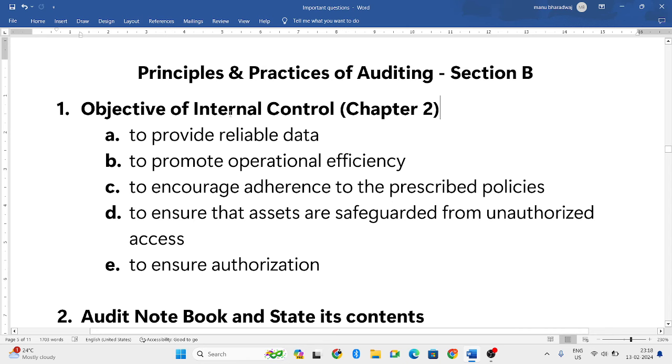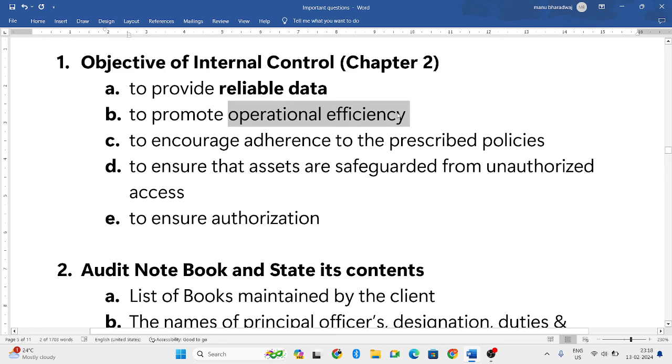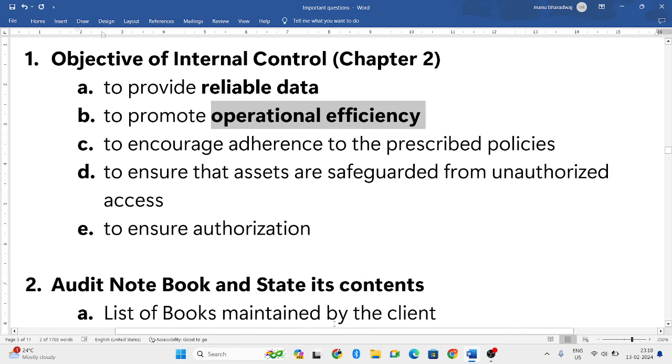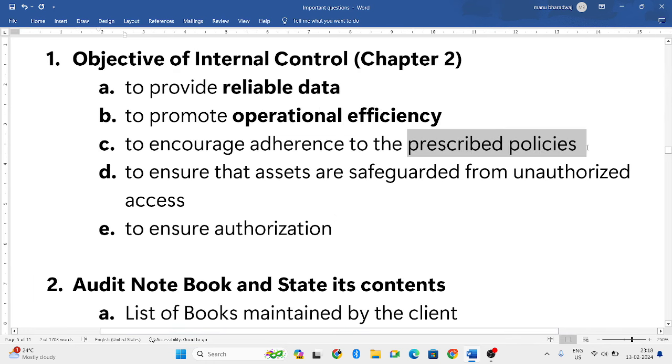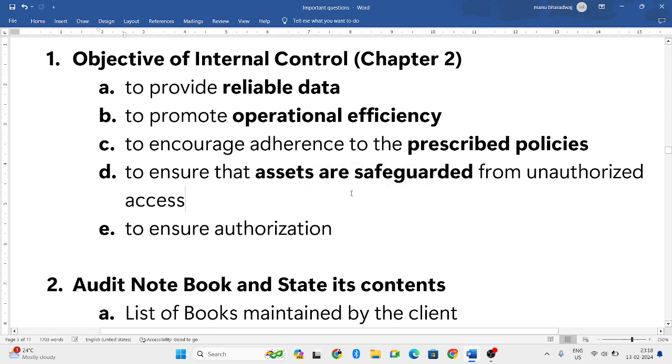Objectives of internal control: it is to provide reliable data for the management. Next, it will promote operational efficiency. Next, it encourages adherence to the prescribed policies. Whatever policies the management has prescribed, it will ensure whether all the employees are adhering to them or not. And it ensures that assets are safeguarded, that only the authorized person should use the asset and everyone cannot use the asset. Next is ensure authorization, means all transactions in an organization should be recorded only after proper approval and authorization. These are the objectives of internal control that might come for section B.